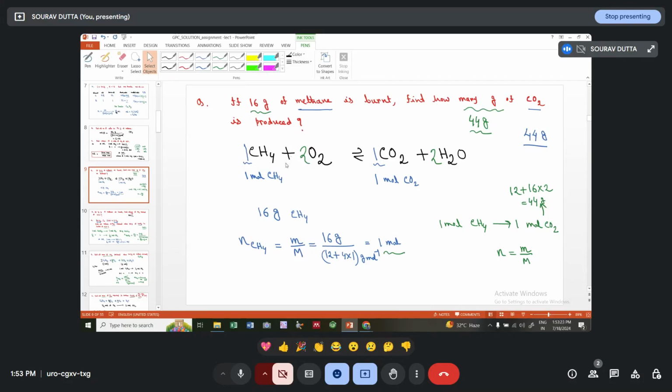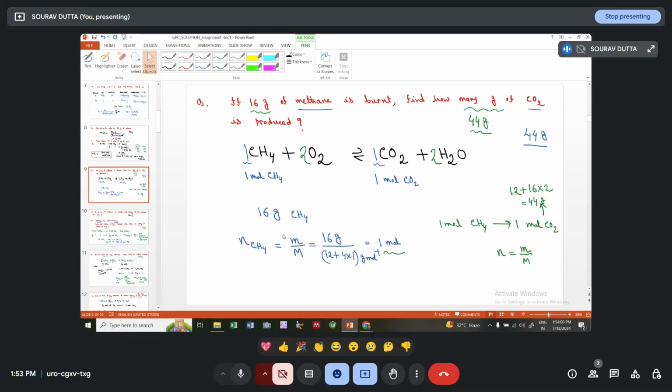Okay. So the stoichiometric representation from this balanced equation indicates that 1 mole of methane in the combustion reaction, or burning with oxygen molecule, gives 1 mole carbon dioxide. So 1 mole methane generates 1 mole carbon dioxide. In your question, 16 gram of methane is given to you. So at first we have to calculate what is the mole number corresponding to 16 gram methane. How can we calculate mole number?